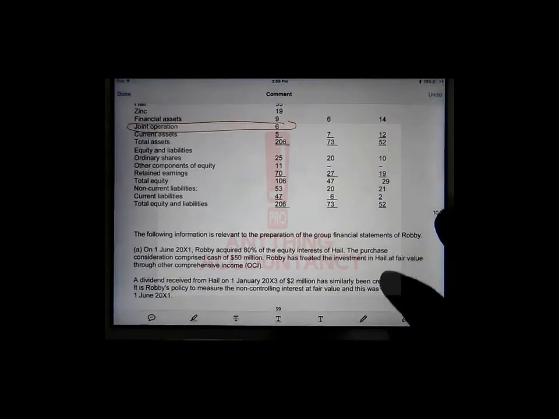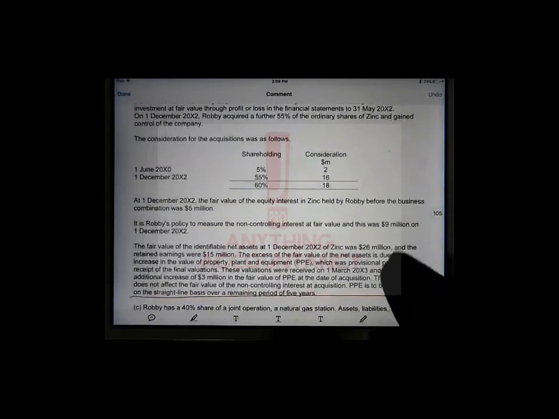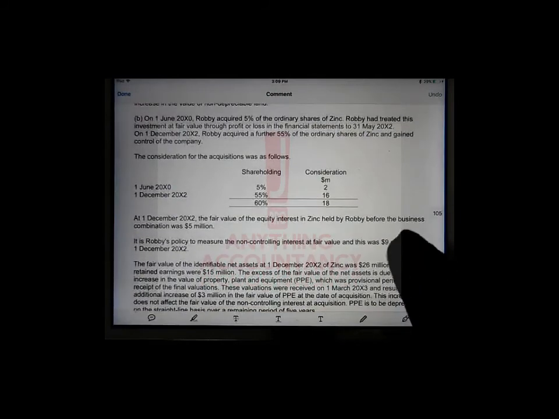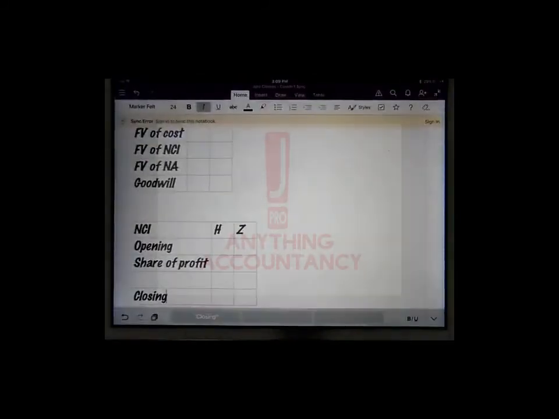Check whether there are any changes. Nothing much. It's just a small step-up acquisition. Are you clear? So it shouldn't be a problem.